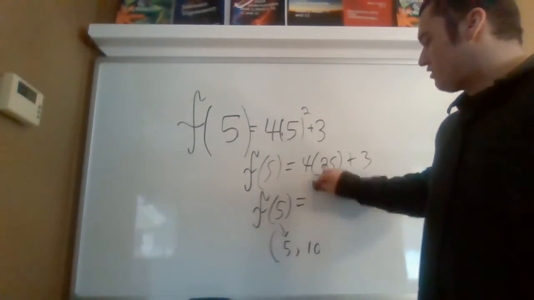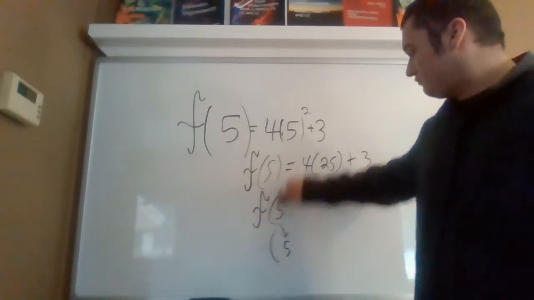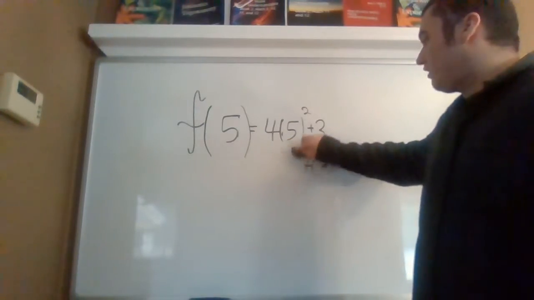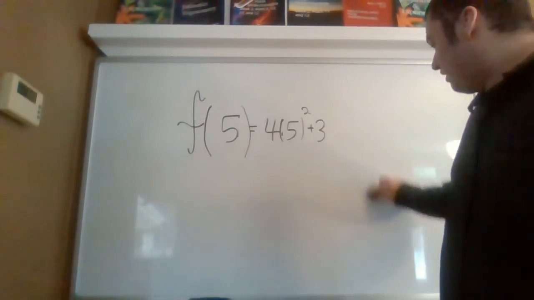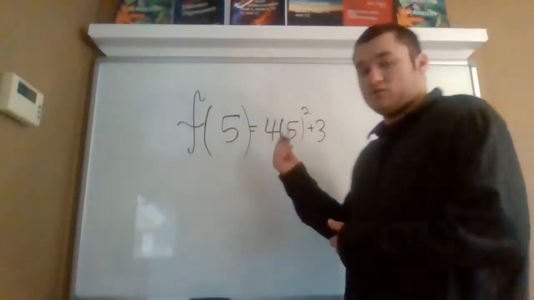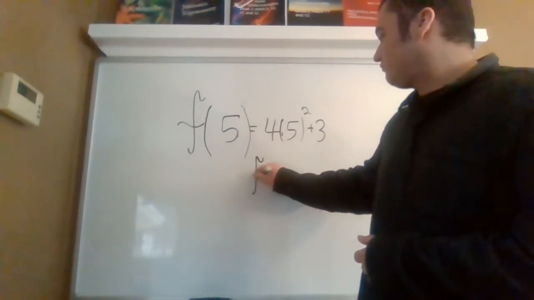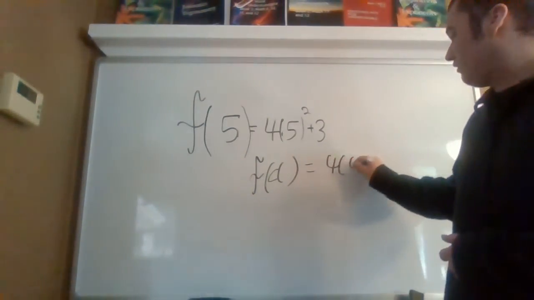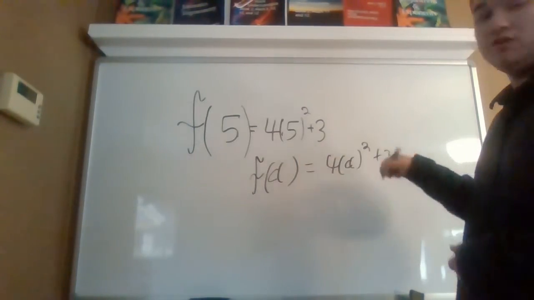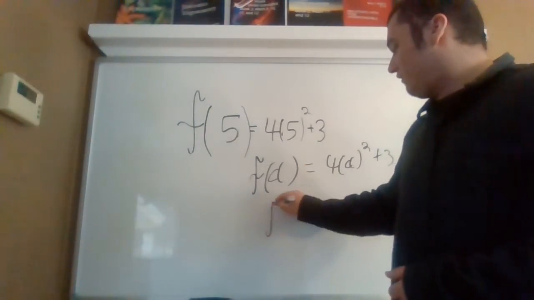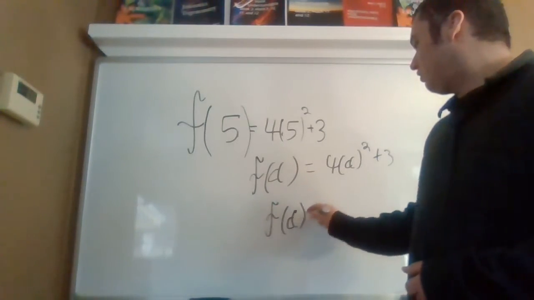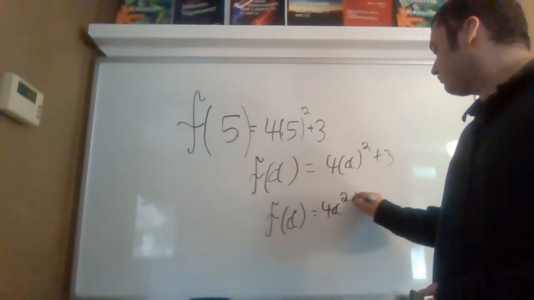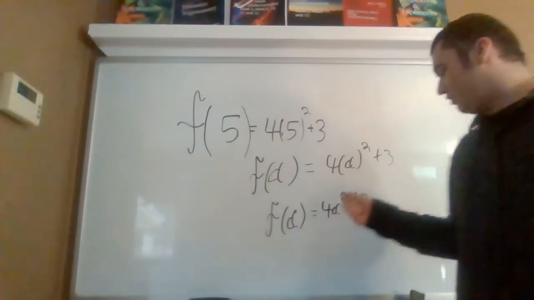The next example I'm going to give you is going to be f of a. So what you do in this case is, instead of replacing your x with a 5, you replace it with an a, and then you evaluate your a as a squared. So f of a is equal to 4 times a squared plus 3. And you know that a times a is a squared, so we get f of a is equal to 4a squared plus 3.